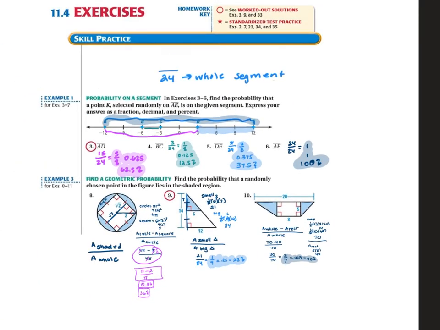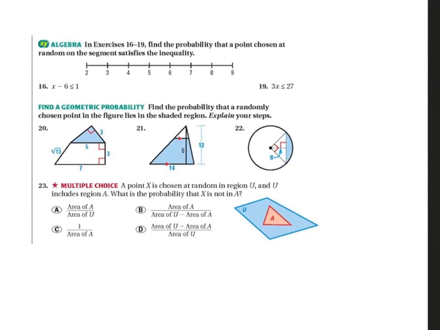Okay, that was the first page. Next page says, in exercises 16 to 19, find the probability that a point chosen at random will be on the segment that satisfies the inequality. So here's a little bit of algebra coming back into play.